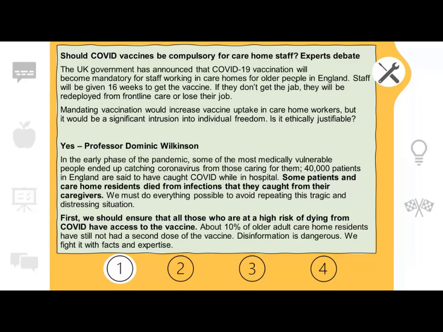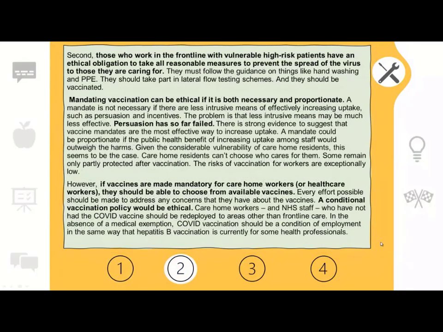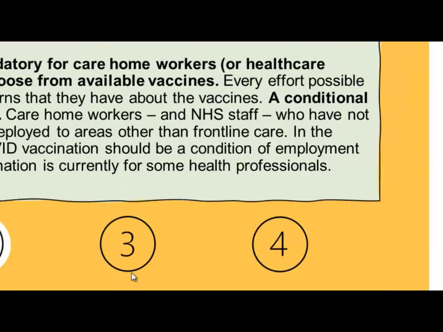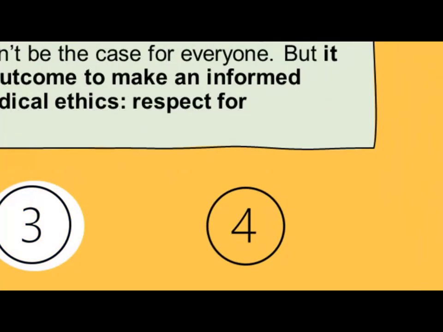Now it's a bit text heavy, so what I've done is I've highlighted in bold some of the salient points, and if I advance a page, the yes campaign carries on arguing if it's necessary and proportionate. This professor is saying mandating vaccination is right, persuasion has so far failed, etc, etc. And then on to the no campaign.